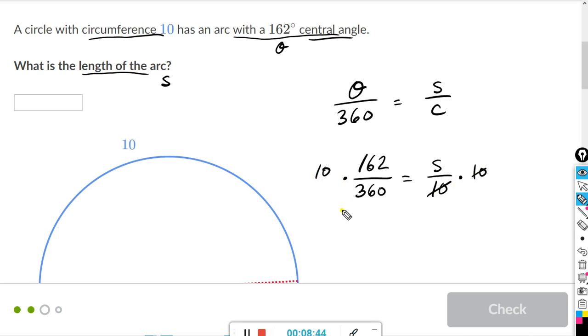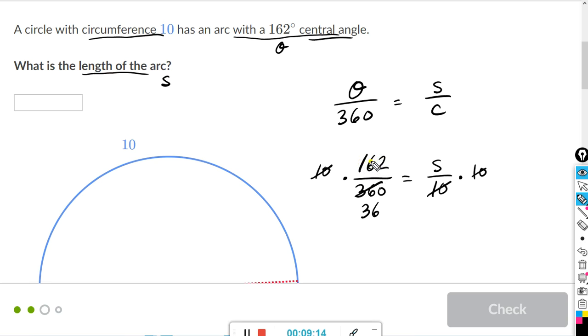On the left-hand side, you can use the calculator if you want, but I know 10 divided by 360 divided by 10 is going to give us 36. And let me see here. Really, the calculator is best for this because it works out to 4.5. But I can tell that both of these are divisible by 3. And the reason I know that, 1 plus 6 is 7 plus 2 is 9. So this is divisible by 3.